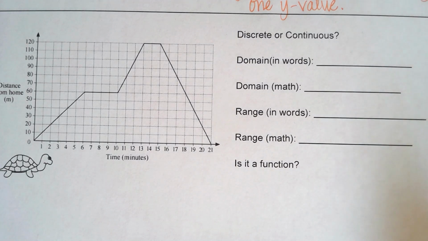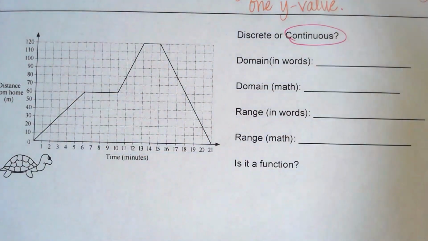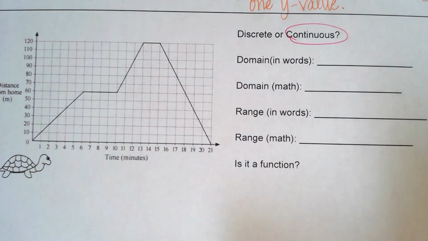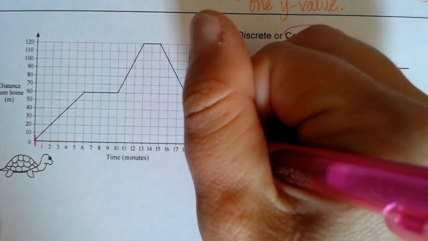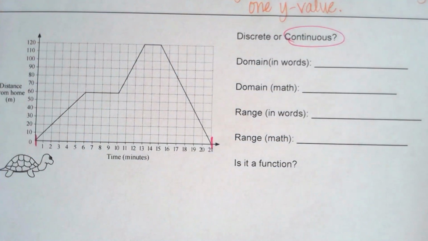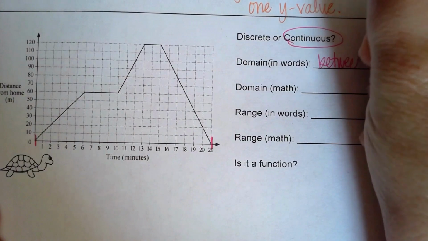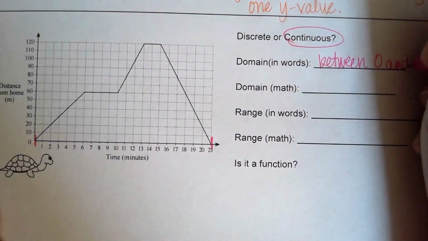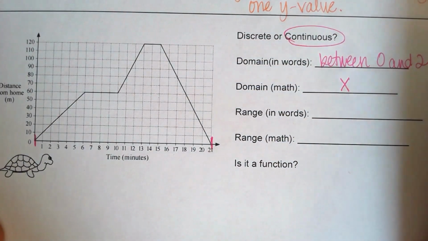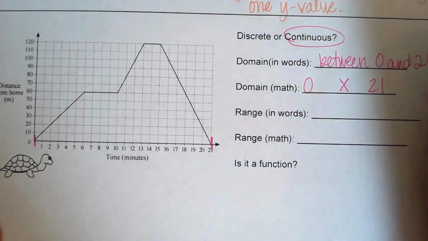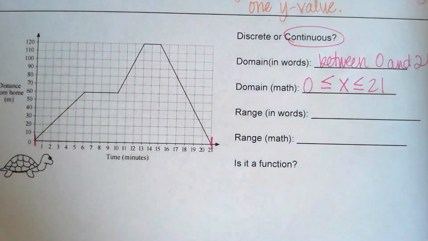All right, so hopefully on this you said it was continuous because again, I don't see dots. I see a line or a curve. The domain, so looking left to right, those are my end caps, right? So in words, it would be between 0 and 21. So my x would go between 0 and 21, least to greatest. Little part facing the left.